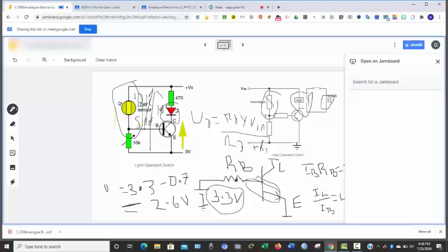So I can know what will be my RB, the resistance at this place. So it means 2.6 will now be equals to RB times IB. And in the data sheet, we would have been given IB. IB most of the time for some of these small PNP, it is 1 milliampere. So I'm having 2.6.